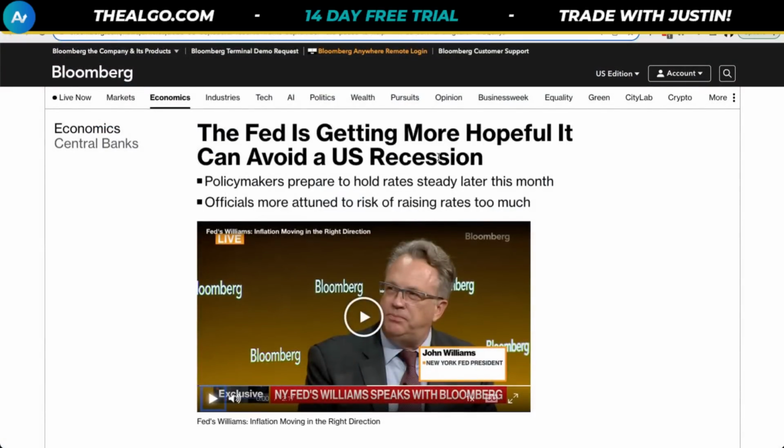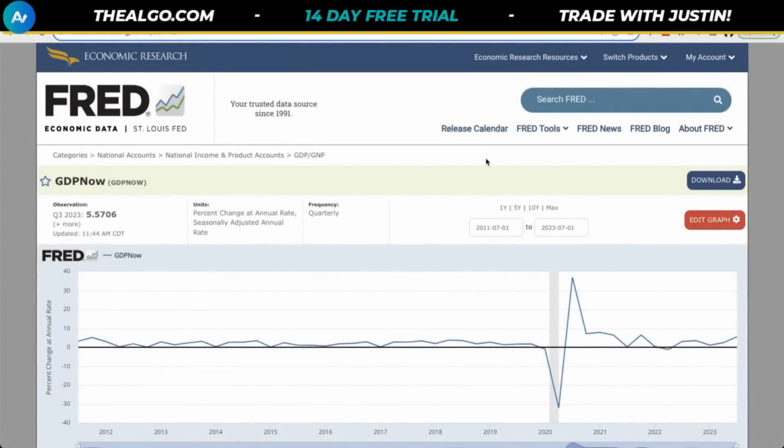The Fed is getting more hopeful it can avoid a U.S. recession. Hope is great, but it is not an investment strategy. Sorry. I'm looking here at GDP and understanding what the Fed is looking at. 5.5 is an extremely high number.